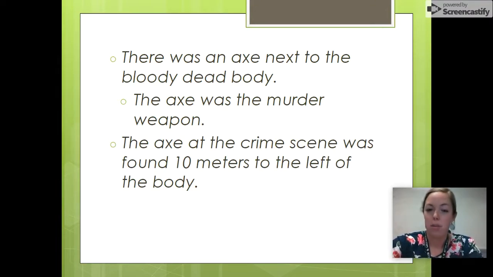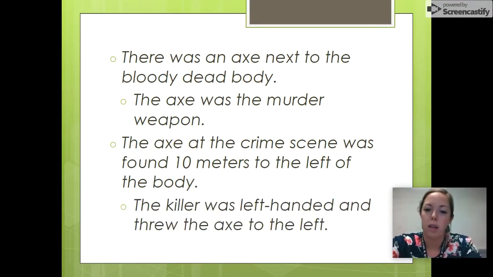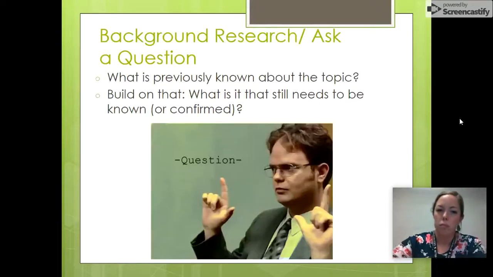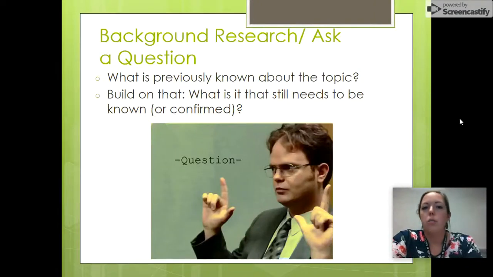A bad example of something to make as an observation might be this. The killer was left-handed and threw the axe to the left. You don't know that, right? That's just an inference. So, you've got to do some background research. You have to ask a question, okay?